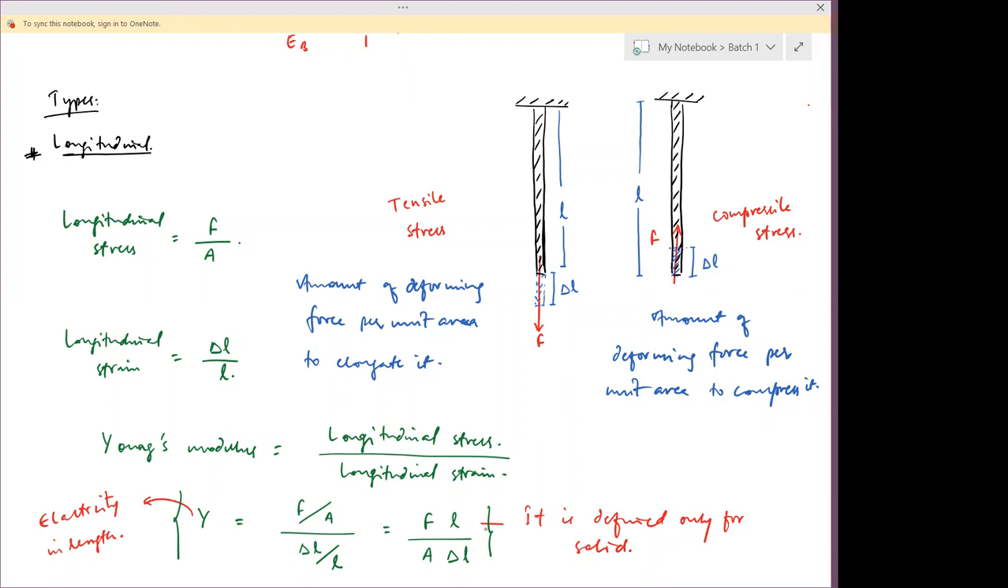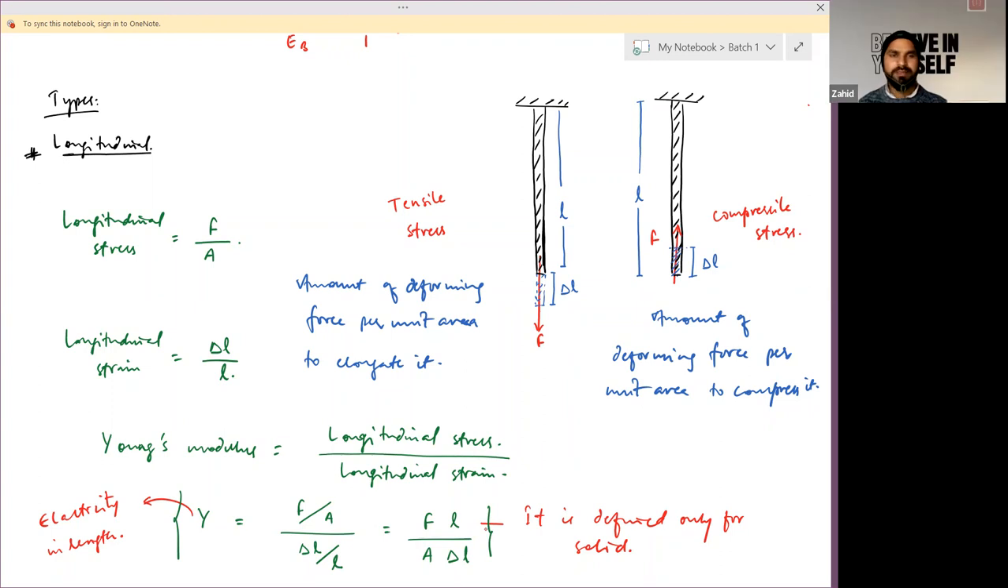Yes, sir. Okay. So this chapter is basically very easy. We have to define some terms related to deformation. Let's stop here for today. In the next class, I will define the rest of this chapter. Then we'll start fluids. Okay?